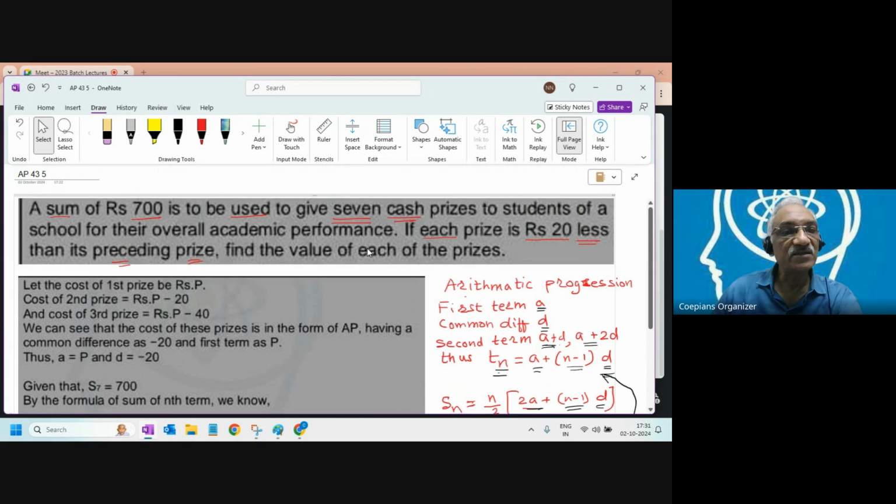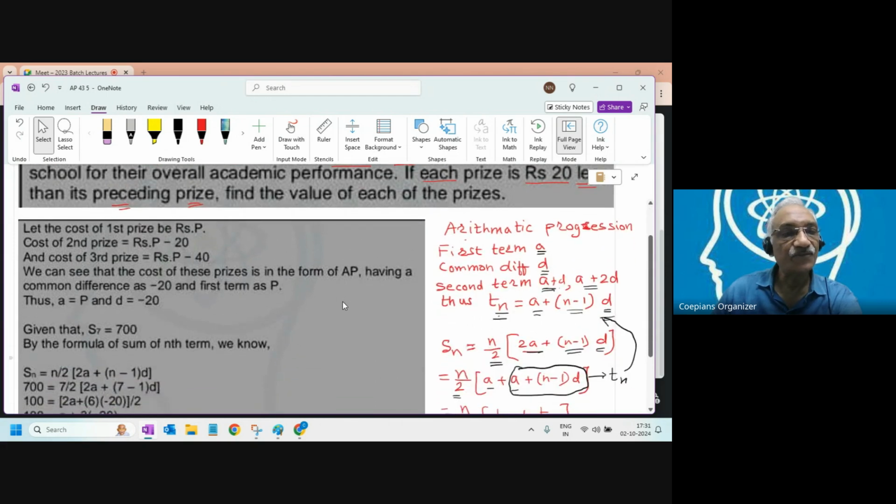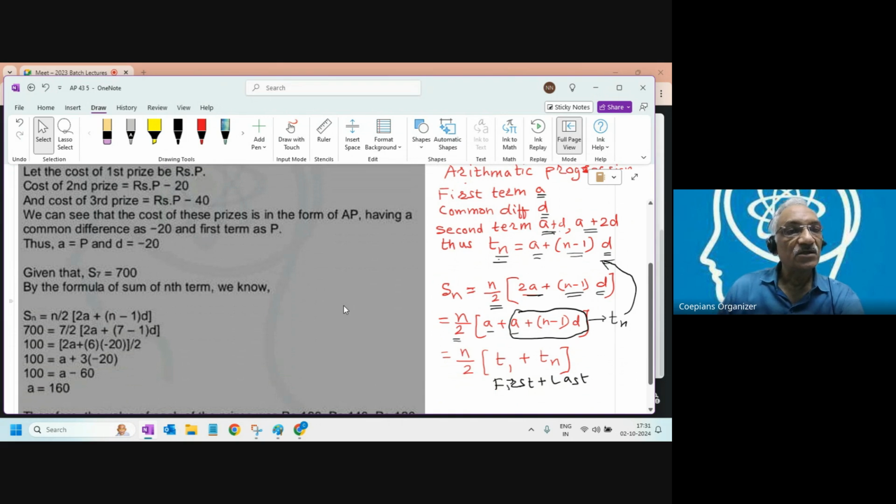So let us look at the sum that is given. I'm assuming that the cost of the first prize is P. The second prize is less, so it will be P minus 20. The third prize will be P minus 2 into 20, which is 40. We can see that the cost of these prizes is in the form of AP, and the common difference is negative. As I said, the common difference can be negative. Therefore, we have 7 terms.